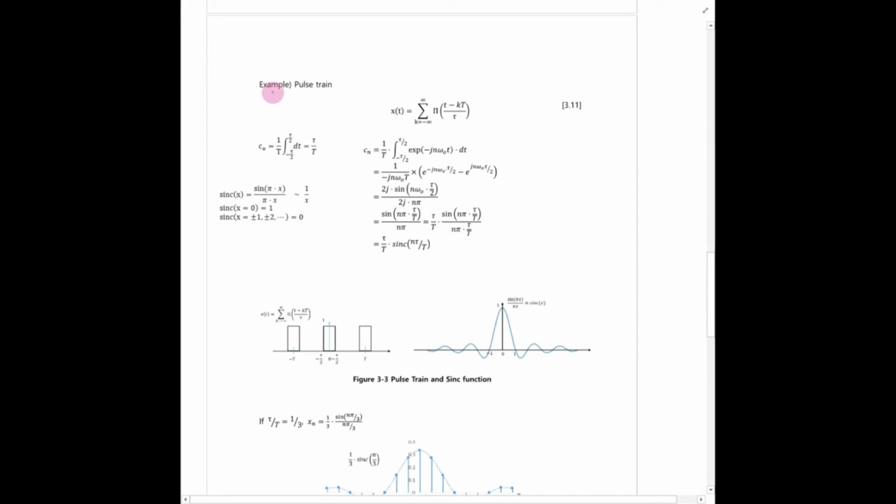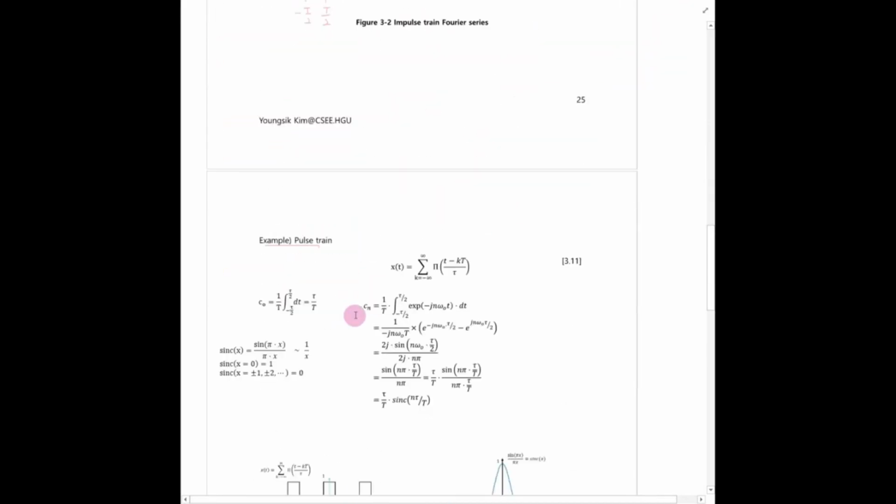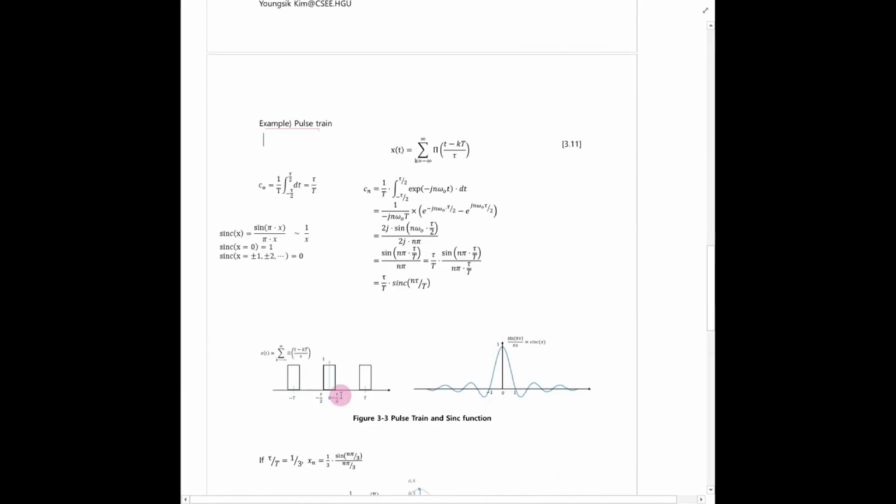The next one is the pulse train. Previously we talked about the impulse train. What about the pulse train? The pulse train is defined like that, but this is also a periodic function. The period is T, from here to here. This one is also a periodic signal. Therefore, x(t) can be expressed as a linear combination of complex exponentials. A Fourier series expression is possible due to the periodic property.